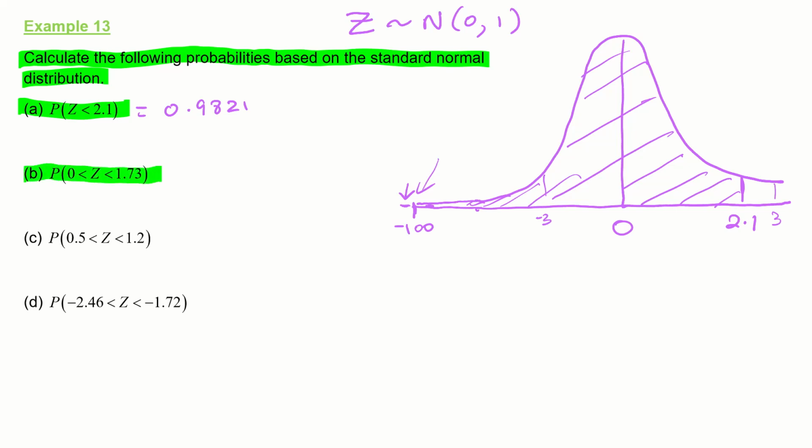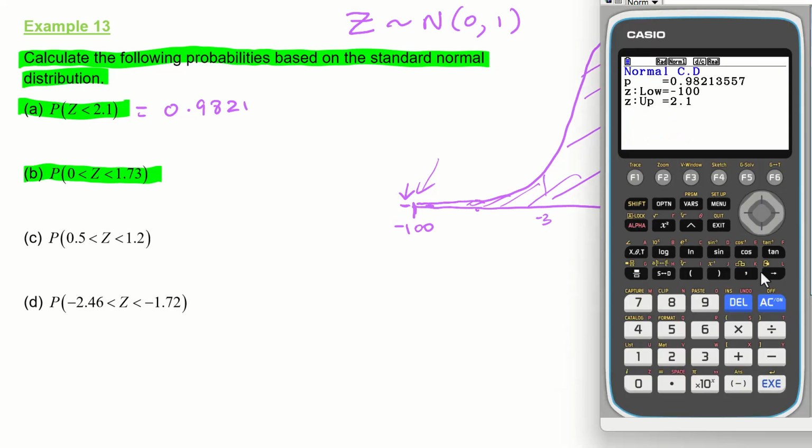We now want to go between 0 and 1.73. So hit execute, we're back to this screen, and I just want to make the lower 0 now, and the upper 1.73. We've maintained the sigma as 1 and the mu as 0. Hit execute again, and we get 0.4582.